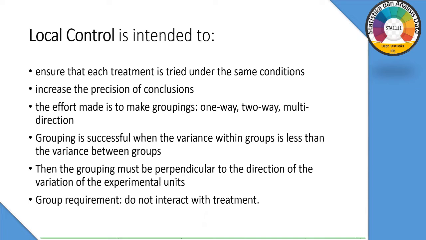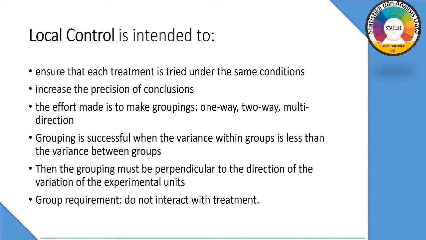Grouping is successful when the variance within the group, right? The variance of the mice within the lightweight group, medium weight group, or heavyweight group is less than the variance between groups, right? So this will be efficient grouping, the way to do local control.